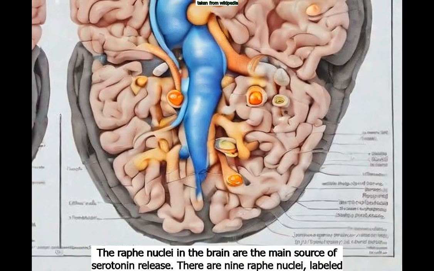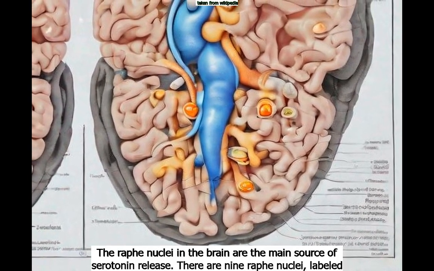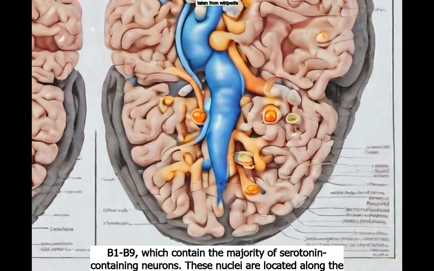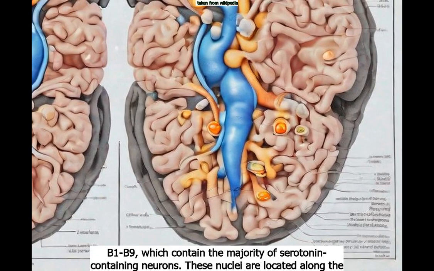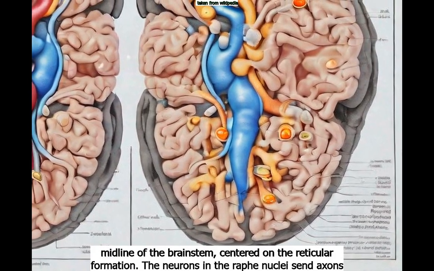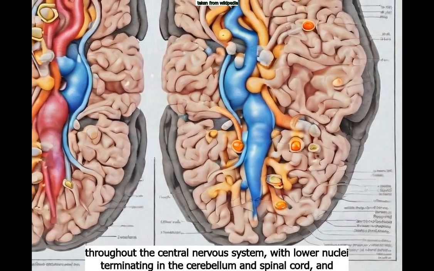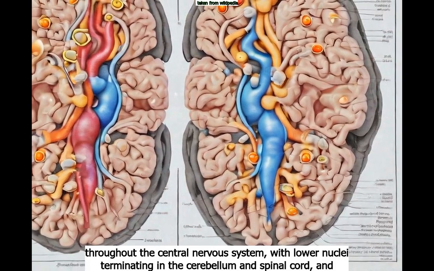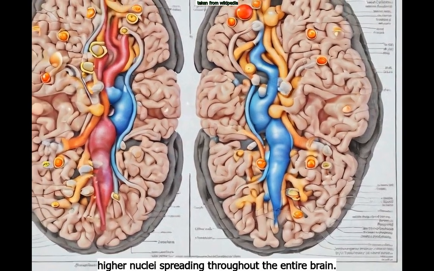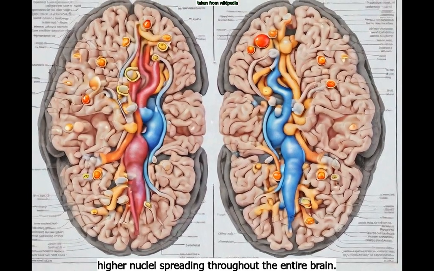The raphe nuclei in the brain are the main source of serotonin release. There are 9 raphe nuclei labeled B1 to B9, which contain the majority of serotonin-containing neurons. These nuclei are located along the midline of the brainstem, centered on the reticular formation. The neurons in the raphe nuclei send axons throughout the central nervous system, with lower nuclei terminating in the cerebellum and spinal cord, and higher nuclei spreading throughout the entire brain.